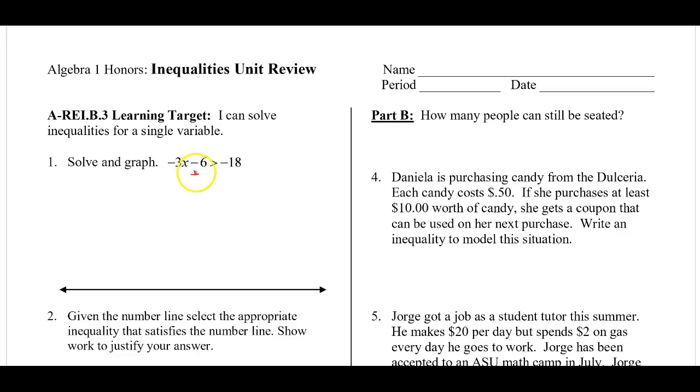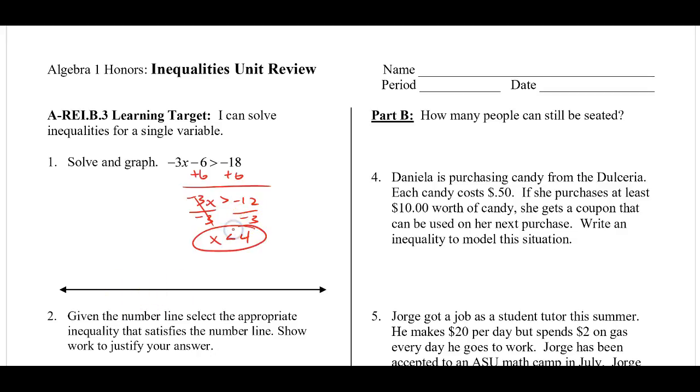So we're going to add 6 to both sides. So negative 3x is greater than negative 12. Divide both sides by negative 3. And x is going to be less than 4. Remember, it's less than because we're dividing by a negative.